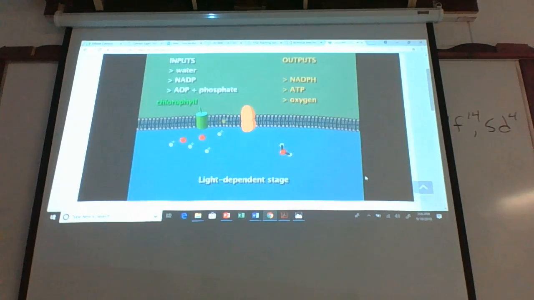Some of it will be used in cell respiration in the plant's own cells. The rest will diffuse out into the atmosphere where it's available for other organisms to use. Oxygen is not used in the photosynthesis process in any way. It's a byproduct. However, the other outputs, ATP and NADPH, become essential inputs for the second stage of photosynthesis.